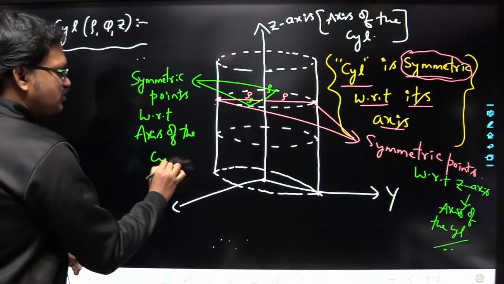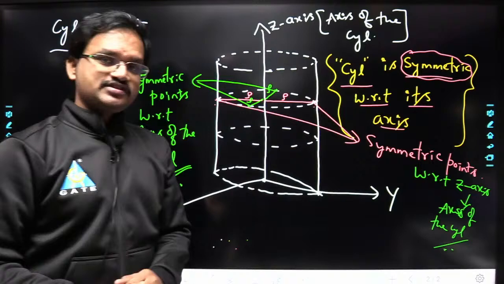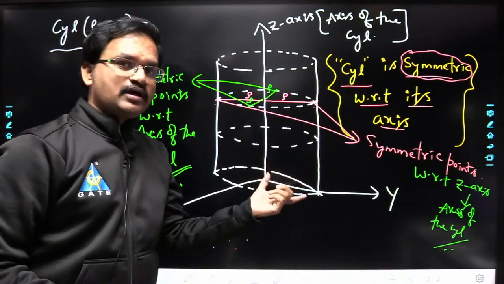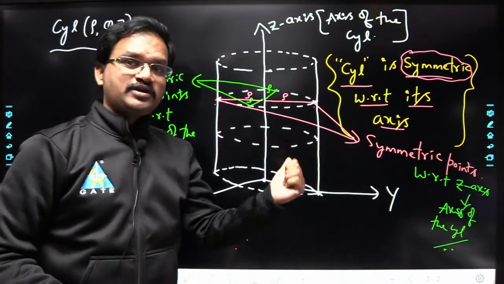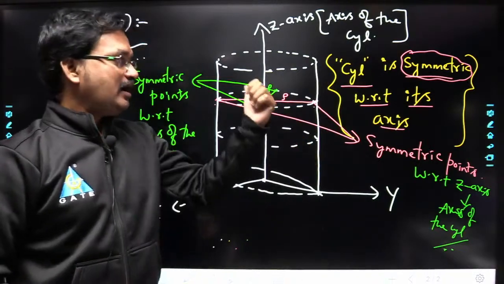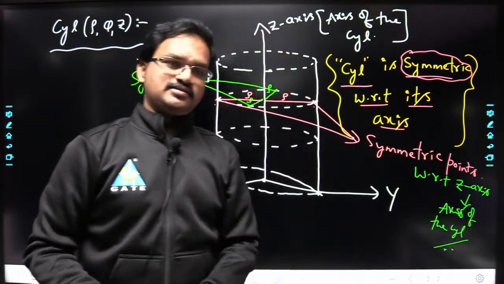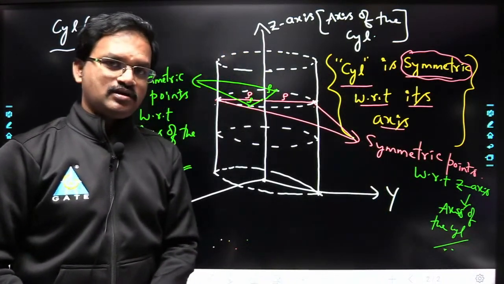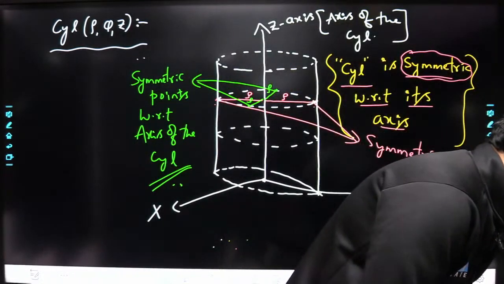cylinder. So that means whatever points you consider on the surface of the cylinder, all the points are symmetric with respect to the axis of the cylinder, and hence we call the cylinder symmetric with respect to its axis. Okay, so have you understood what you mean by symmetry? Yes or no?